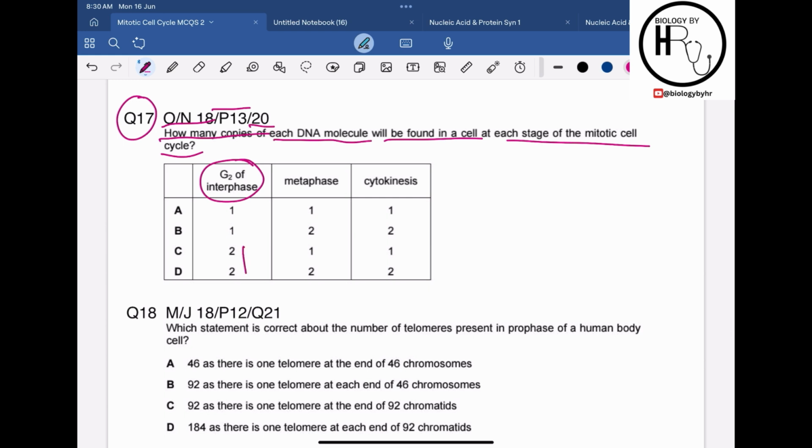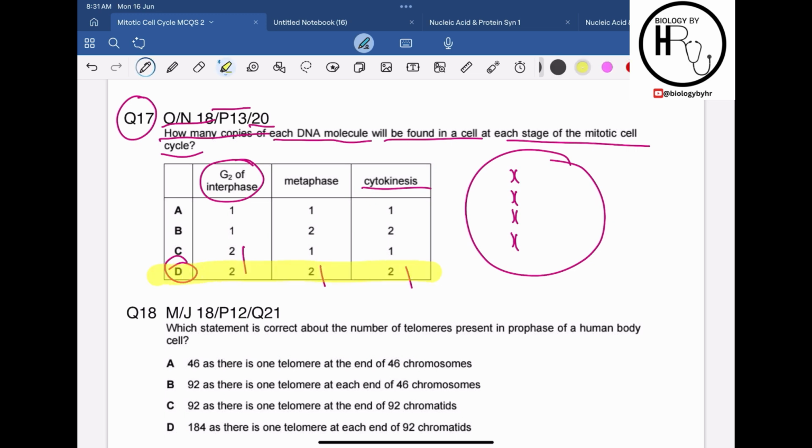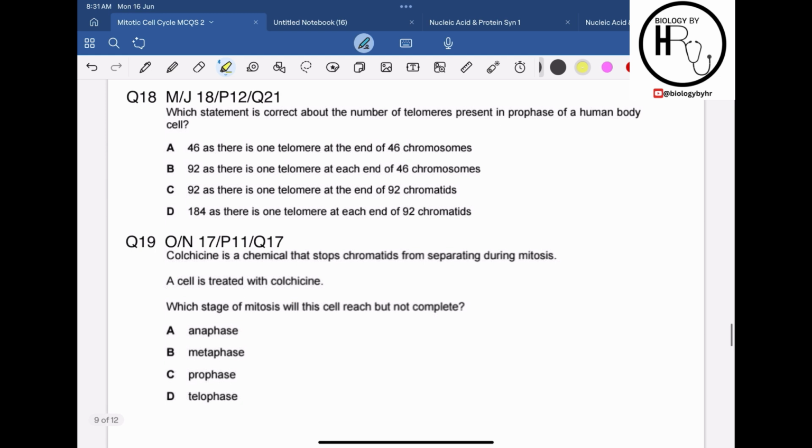In the metaphase, obviously, what happens? The chromosomes are aligned at the center or the equator of the cell, and metaphase is a part of the mitosis. So over there also we will find 2 DNA molecules, right? 2 copies of each DNA molecule. In cytokinesis also there will be 2 DNA molecules, hence the correct answer over here would be option D. I hope that this MCQ is clear. Now let's move on to question number 18.